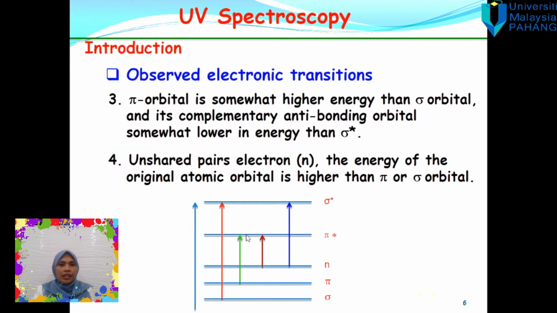Let's observe the electronic transitions, from the highest energy difference to the lowest. The highest is the transition from sigma to anti-sigma, followed by n to anti-sigma, and the third is pi to anti-pi, and then n to anti-pi. This is the sequence of electronic transition energy. What is n? n is the lone pair of electrons present on the heteroatom in our molecule.